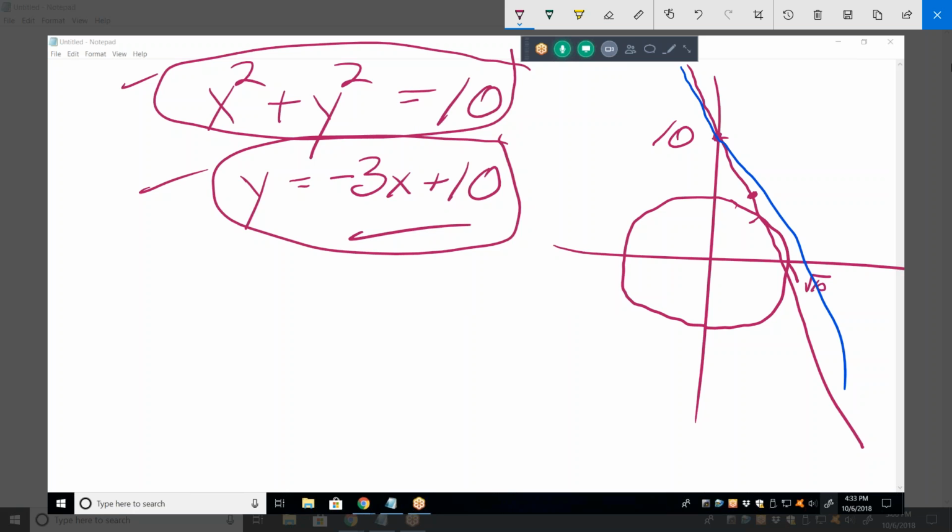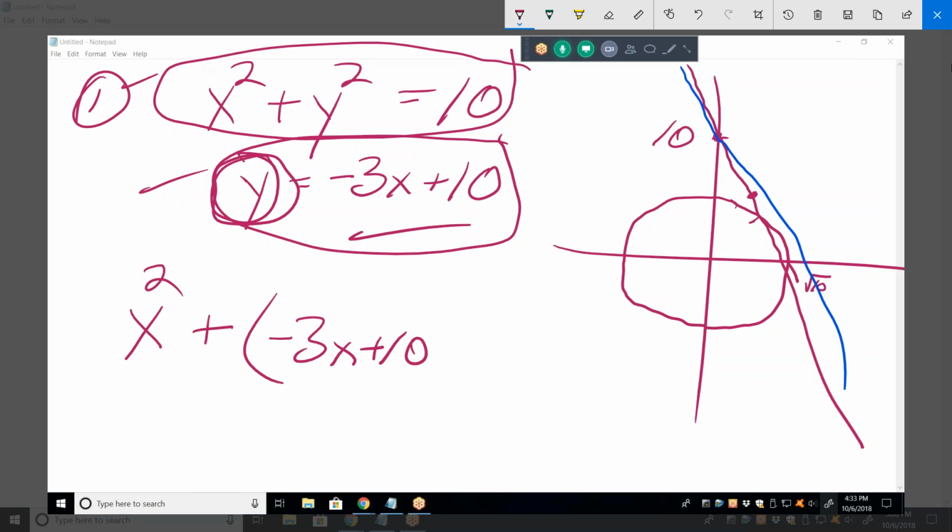Let's use substitution. The reason I'm going to use substitution is because I've got one variable fully defined. That y right there. I know that y is -3x plus 10. So I'm going to go back to equation number 1, and I'm going to write x squared plus, not y squared, (-3x plus 10) squared equals 10. In other words, all I did was substitute what y was.